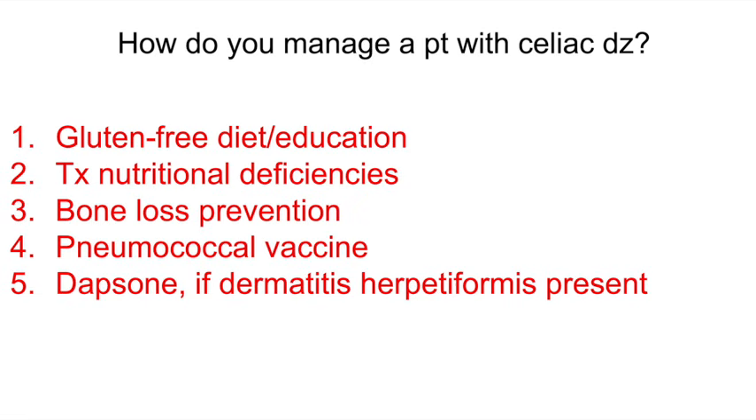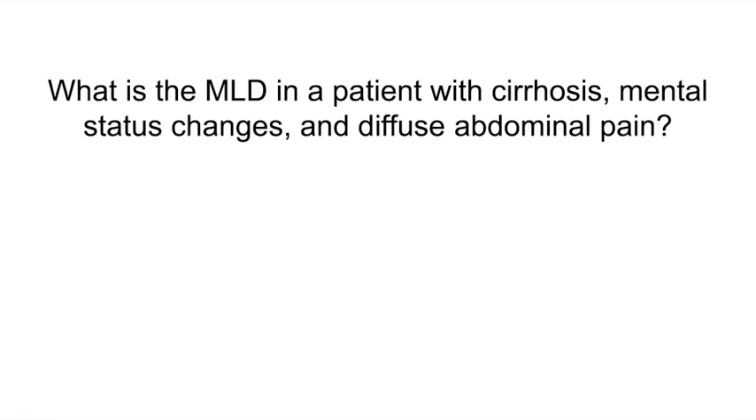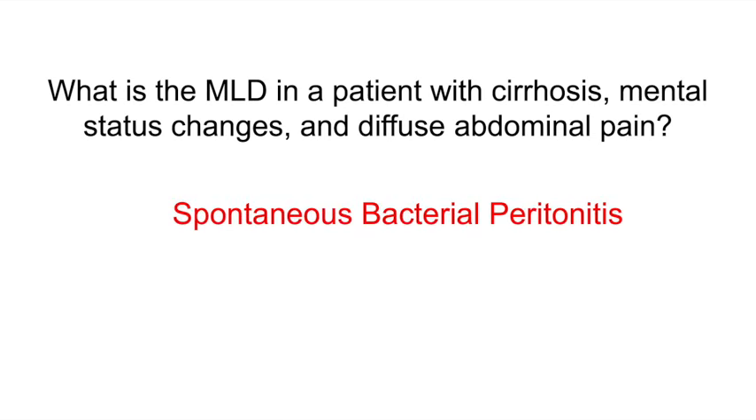What is the most likely diagnosis in a patient with cirrhosis, mental status changes, and diffuse abdominal pain? Spontaneous bacterial peritonitis. Extremely high yield to know this.